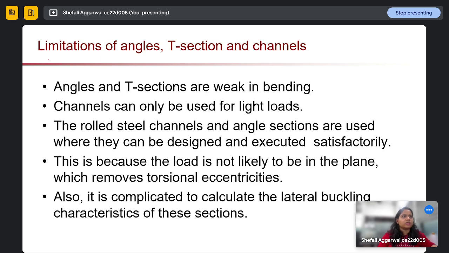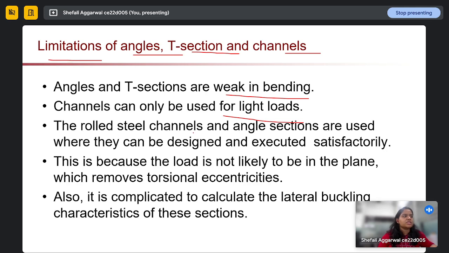And what are the limitations of angle, T section and channel section in case of our flexural member? They are weak in bending. Normally our flexural member or our beam will be subjected to bending and shear. So we cannot use angle and T section because they are weak in bending, and channel section can only be used for light loads.